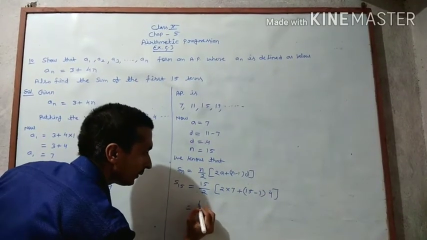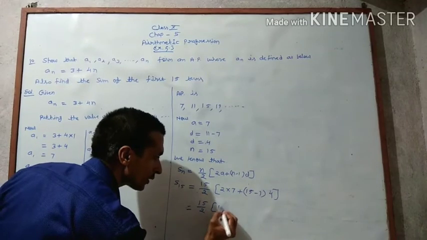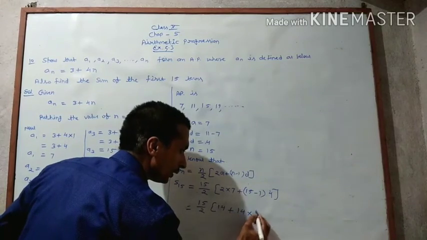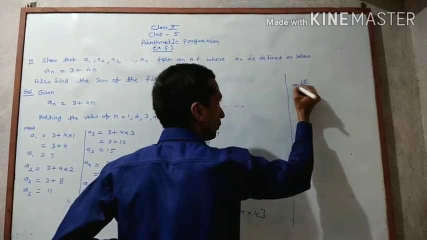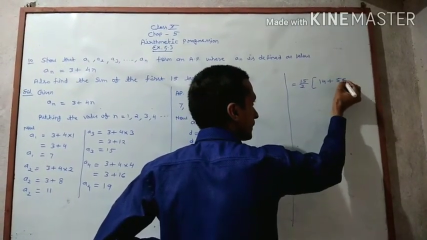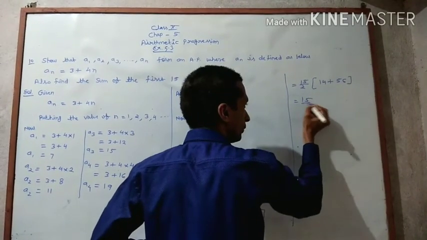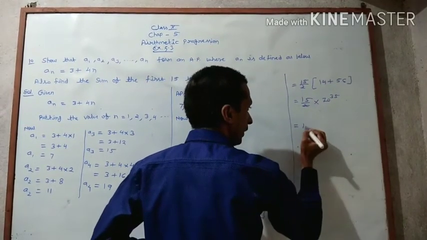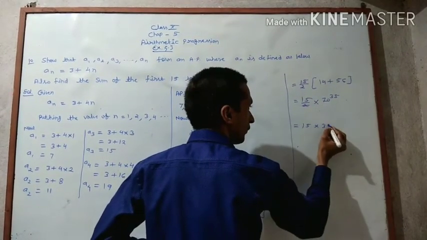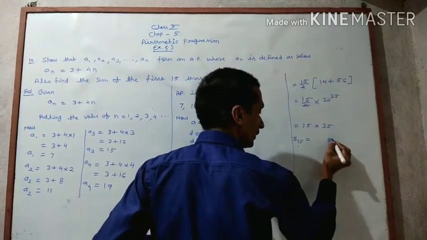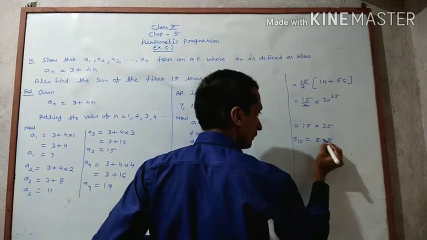After solving we will get 15 upon 2 as it is, 2 into 7 is 14, and 15 minus 1 is 14 also, 14 into 4. Okay. So 15 upon 2 into 14 plus 56, that means 15 upon 2 into 70. Divided by 2, that is 35, and 15 into 35. So how much here? S15. 15 5s are 75, 7 carry. 15 3s are 45, 45 plus 7 is 52, so 525.